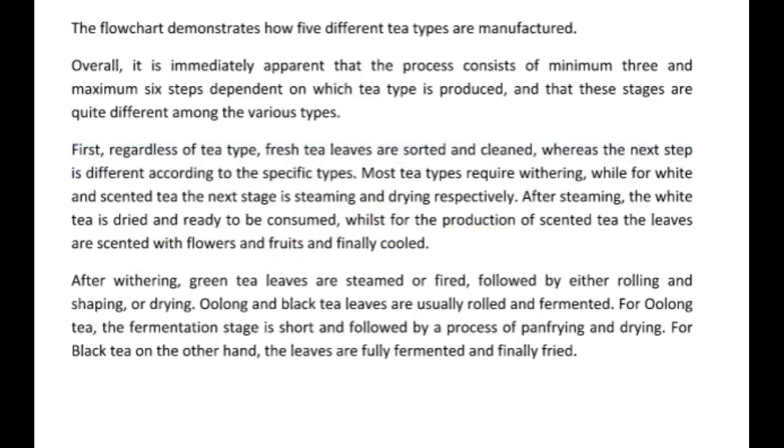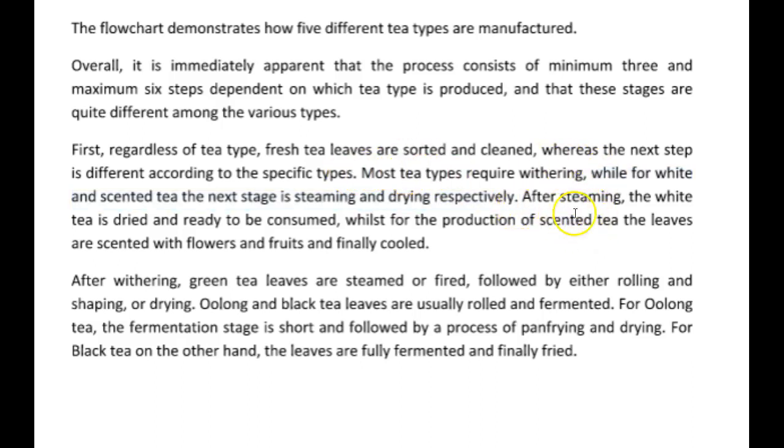So yeah, maybe actually we could say here, all tea types except white and scented tea require withering. Or all tea types except white and scented require withering as the second stage. Actually, all but two types of tea require withering as the second stage, while for white and scented tea, the next stage is steaming and drying respectively. That still works, as long as we say here, all but two types of tea require withering as the second stage, and then it's just more specific.